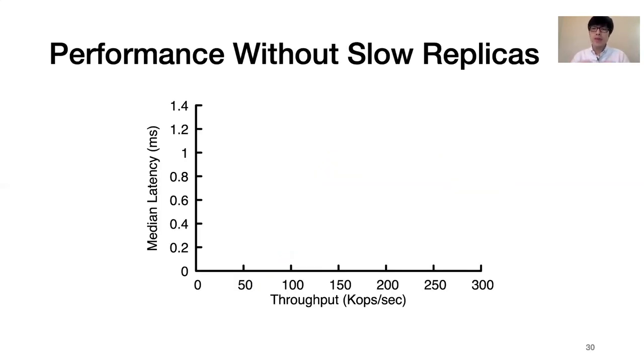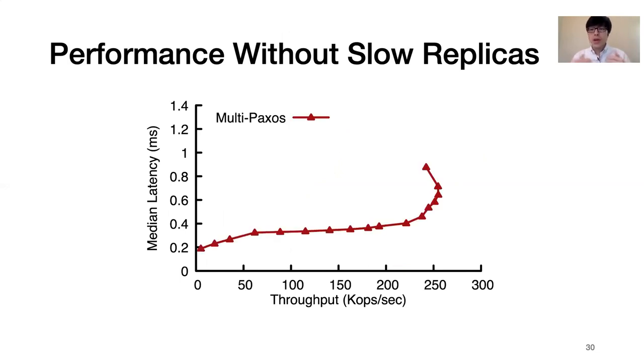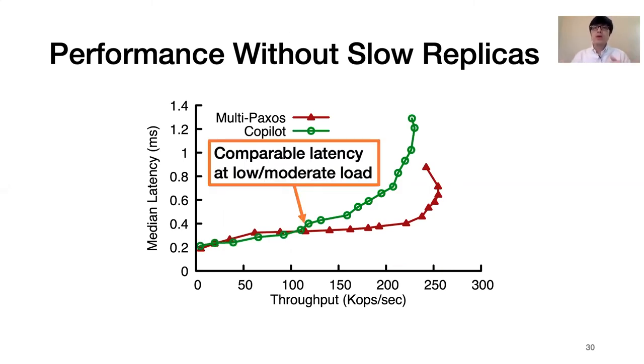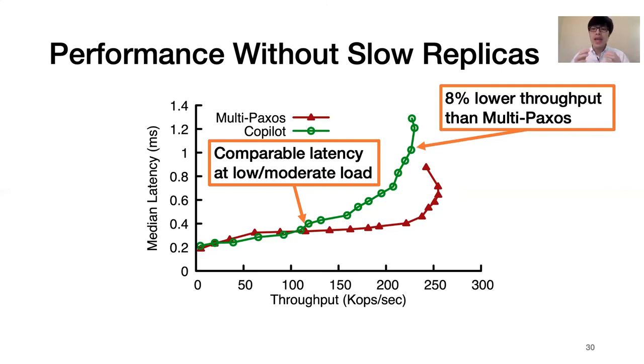Our third experiment evaluates performance when there are no slow replicas. The x-axis shows the system throughput and the y-axis shows the median latency of a command. The red line shows the throughput and latency of Multi-Paxos as we increase the load on the system, and the green line shows the throughput and latency of Copilot. Copilot achieves latency similar to Multi-Paxos at low and moderate load. At high load, Copilot latency is higher, but still low. Copilot's peak throughput is about 8% lower than Multi-Paxos.